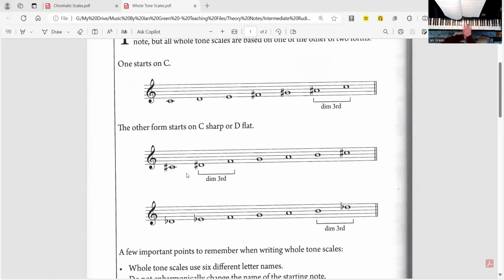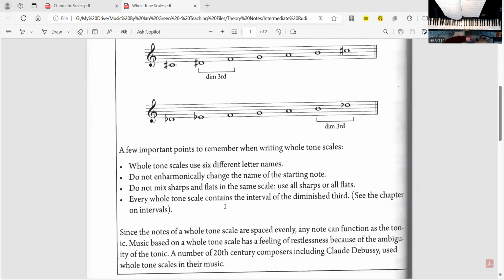We can also create the same whole tone scale using D flat as the starting note. D flat, whole tone up to E flat, up to F, F up to G, G up to A, up to B, and then there's a diminished third from B up to D flat.